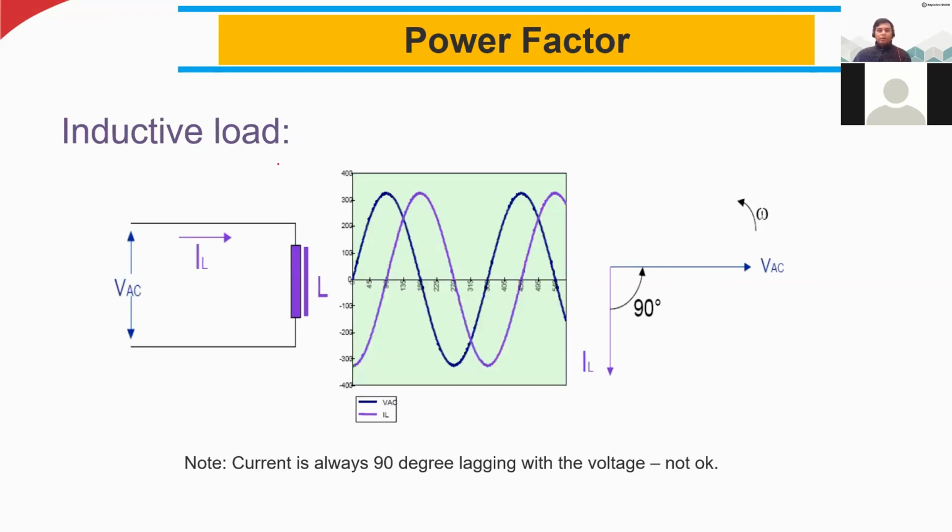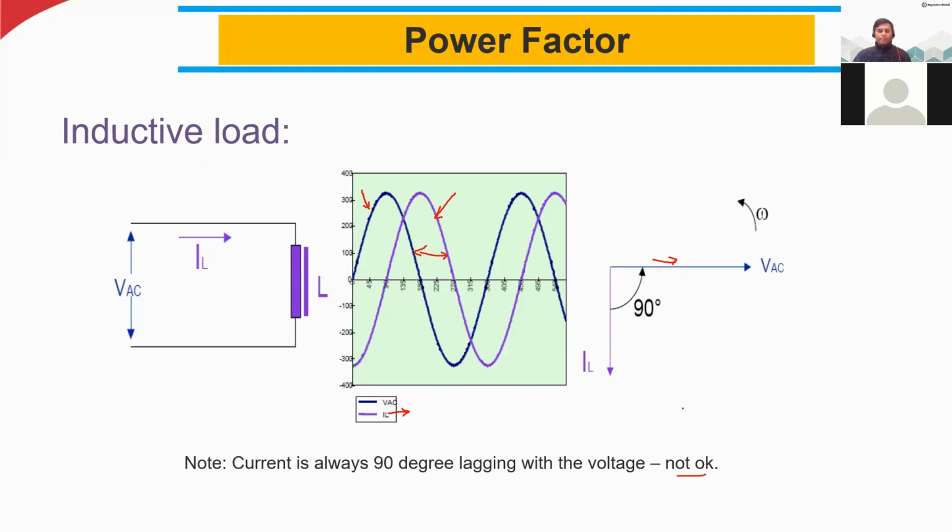But if you have an inductive load, then what will happen? Here the voltage is the black or dark blue color, and the current IL is the violet color. You can see a 90-degree phase difference between the voltage and current. The current IL is always lagging the voltage by 90 degrees. That is the problem with inductive load.